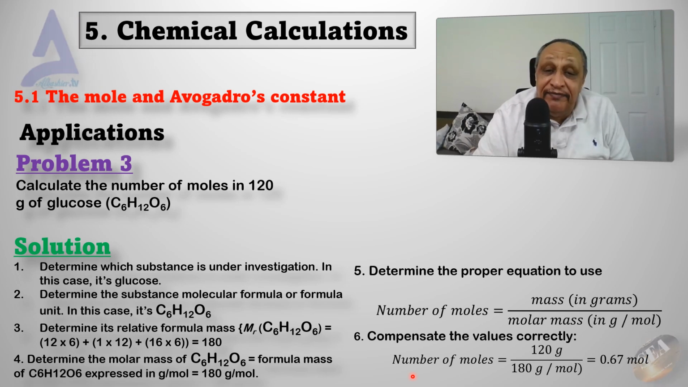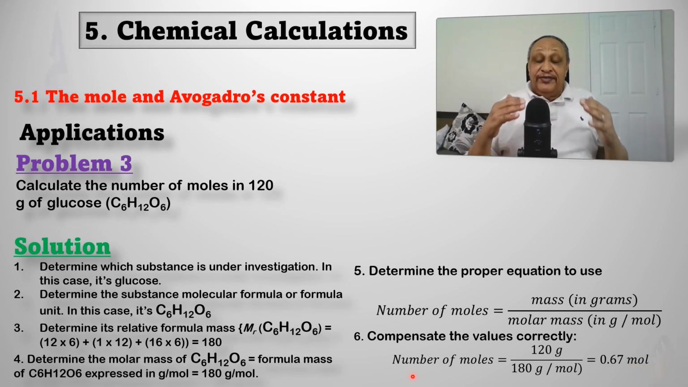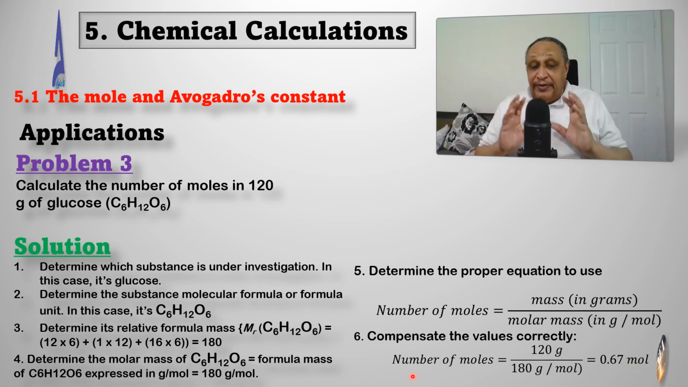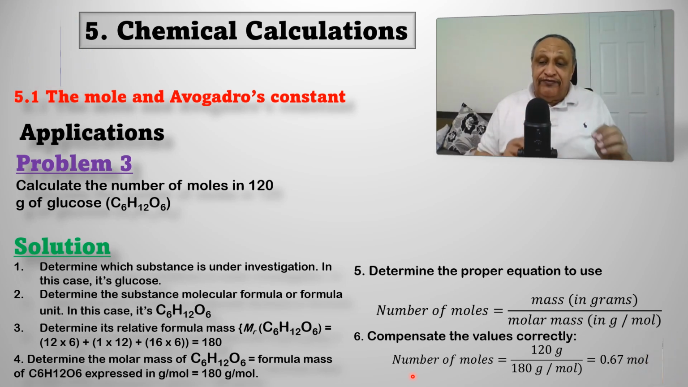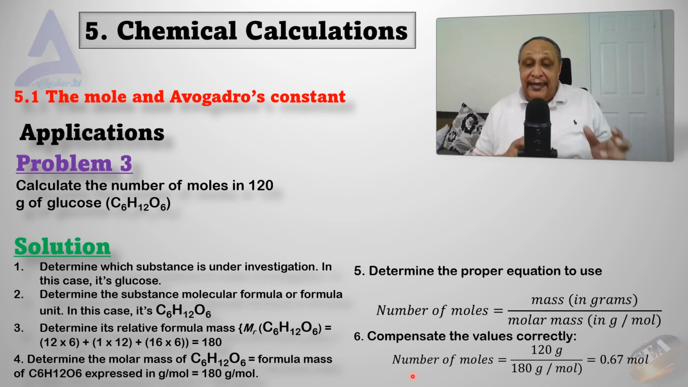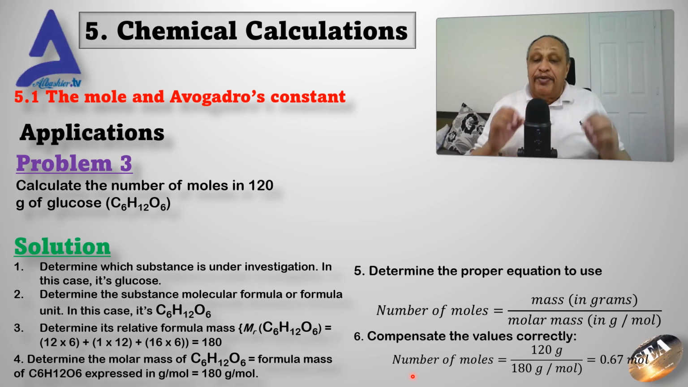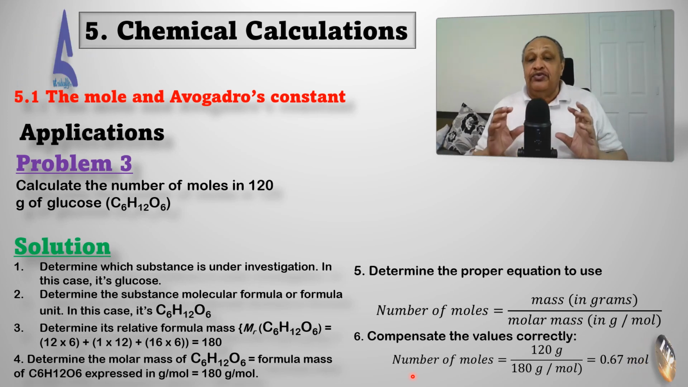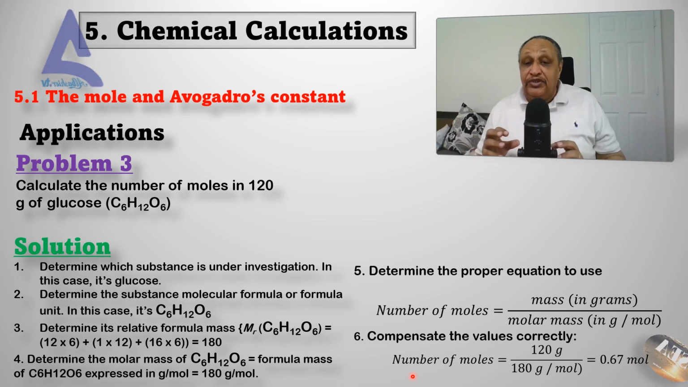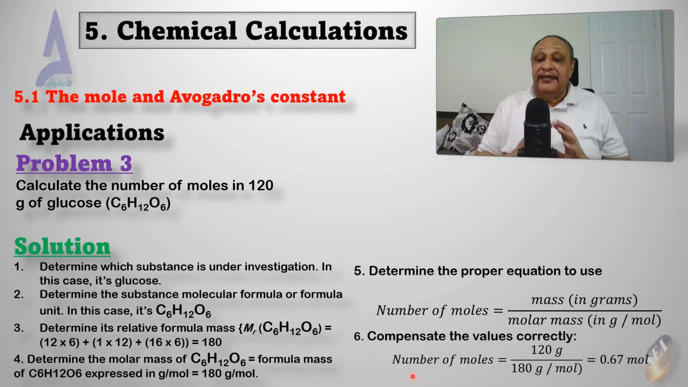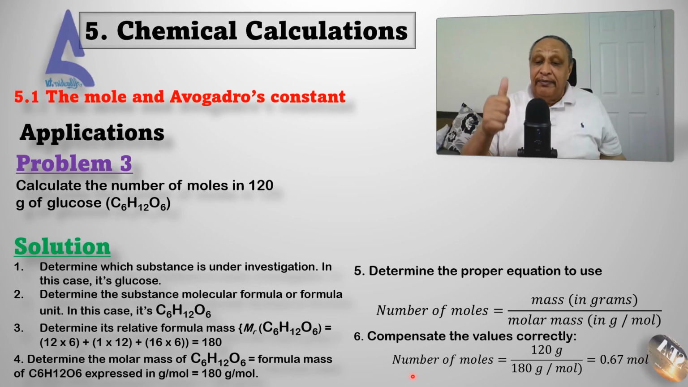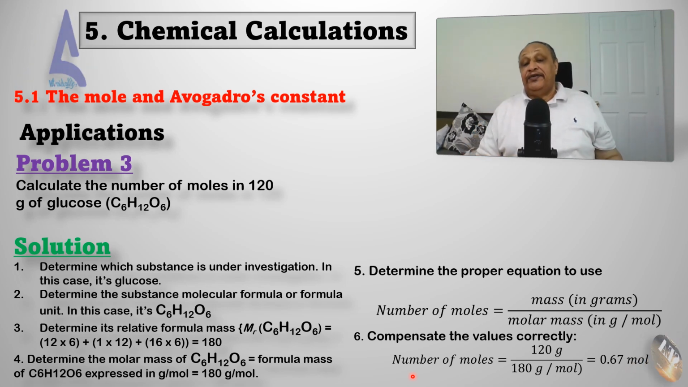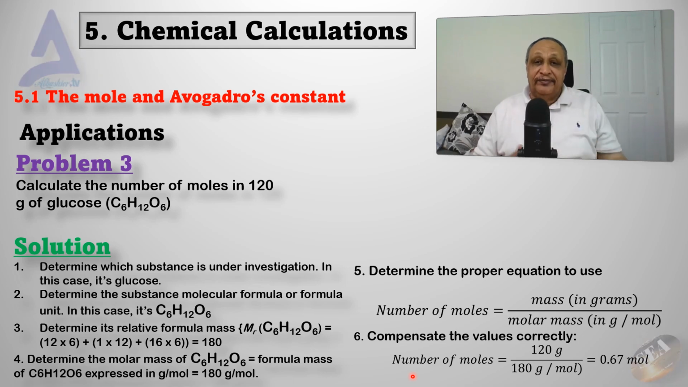Very easy, something very easy. You just go step by step and you compensate correctly. Do not panic and do not forget to add everything together properly, and then determine the proper equation that you need to use, and then compensate the values correctly. That's it. Very easy, and you are going to be number one in chemical calculations. Let us go.